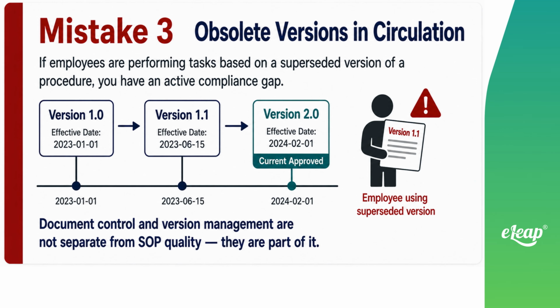Mistake 3, obsolete versions in circulation. If employees are performing tasks based on a superseded version of a procedure, you have an active compliance gap. Document control and version management are not separate from SOP quality. They are part of it.